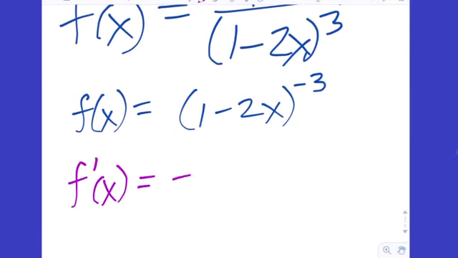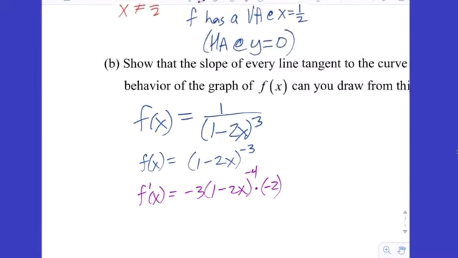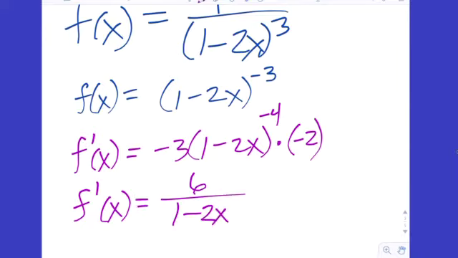f prime of x is negative 1 times (1 minus 2x cubed) to the negative second times what? Negative 6x squared. All right, now we're trying to use f prime. If we needed f double prime, we could go ahead and take another derivative right there. But we're going to use f prime, because y'all said that's the one that deals with the slopes of tangent lines. So this becomes 6x squared over (1 minus 2x cubed) squared.